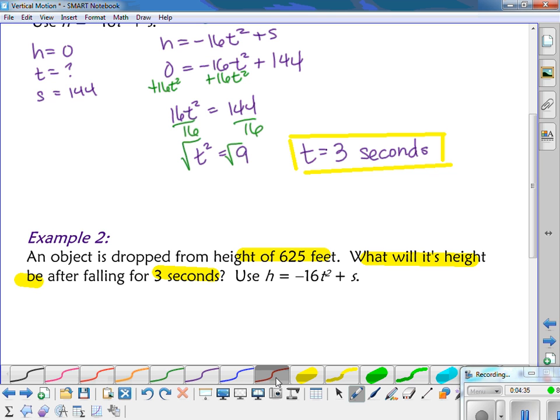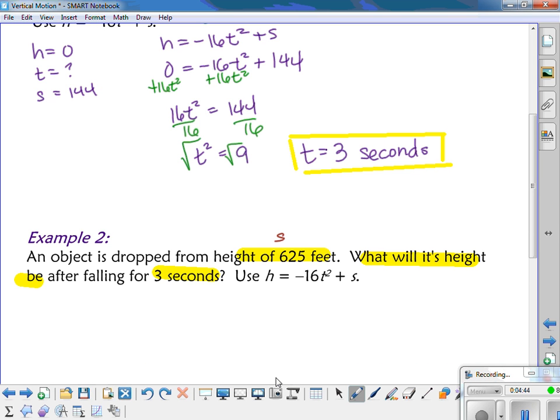Do I have a volunteer to tell me what they think 625 is? h, s, or t? The starting point, yeah, s. And what will its height be? Then that has to be the h. And 3 seconds is the time. All right, so I want you to plug in s and t. Show me how you would write the equation initially before you solve it.